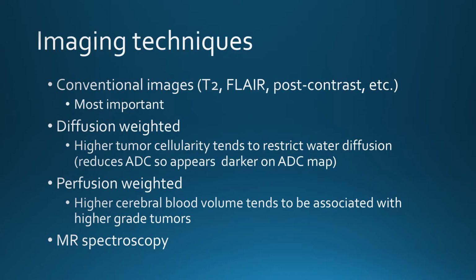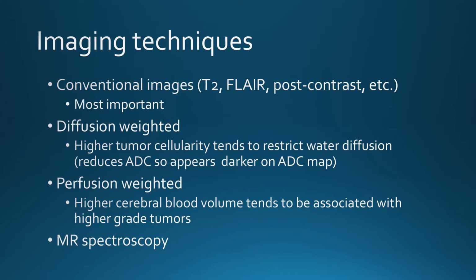When we're imaging tumors, the most important thing will be the conventional images, the pre and post contrast images. But we also want to look at diffusion weighted images because the more cellular tumors tend to restrict water diffusion, so they will be darker on the ADC map. We also will look at perfusion weighted images. Higher cerebral blood volume tends to be associated with higher grade tumors.